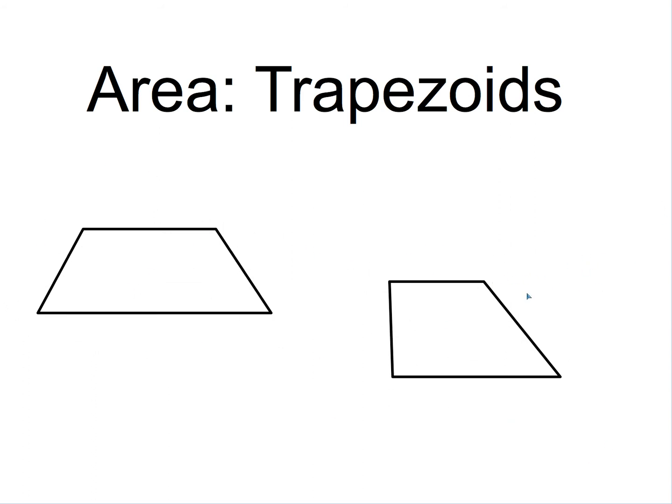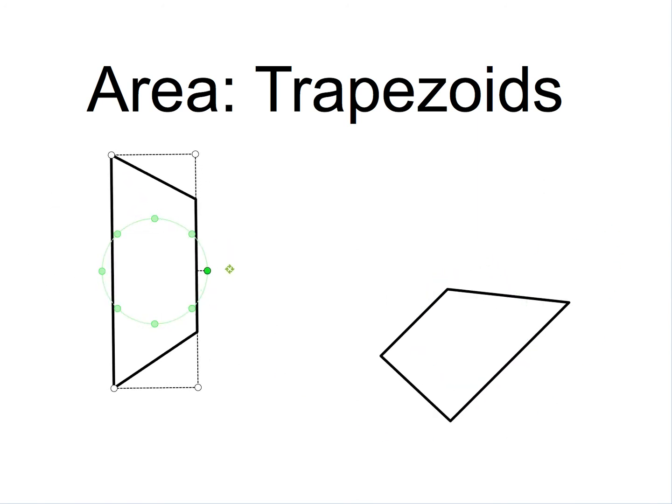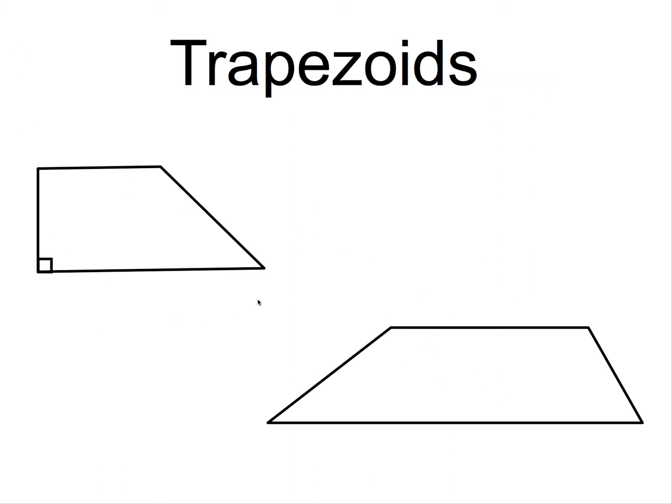Now they could be turned any which way, so it doesn't have to look exactly like that. It could look like it's on its angle like that. It could be vertical. Okay, so all that has to happen for it to qualify as a trapezoid is to have one set of parallel sides. Okay, so now let's look at these trapezoids.